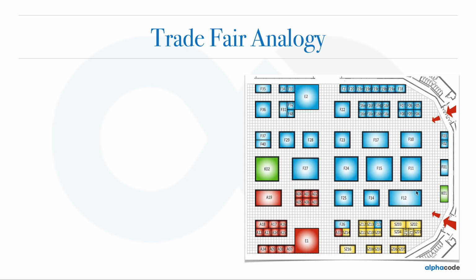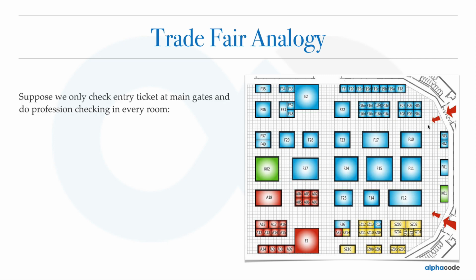these trade fair stalls are really strict. So only software engineers can enter this area and only doctors can enter this area. Now, suppose we only check entry tickets at the main gates, whether they are allowed to enter or not. And we do the profession checking in every room while the person is about to enter that particular stall. And how do we verify whether the person is a doctor or engineer? Suppose you have guidelines for every profession on what you need to check before getting in, right?